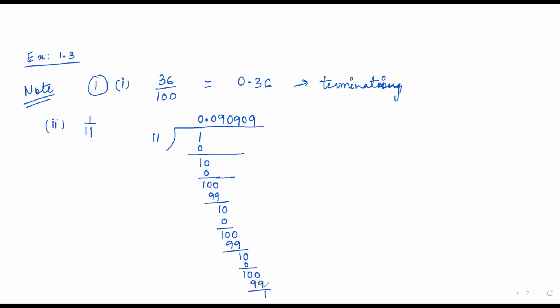So it will keep on occurring, right? That means 1 by 11 can be written as 0.090909 and so on. It will keep on occurring. Or it can be written as 0.09 with a bar on top.